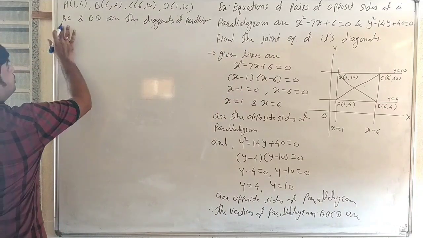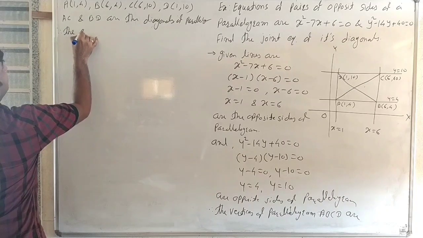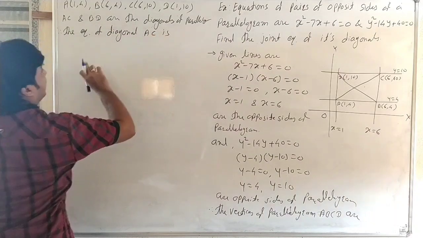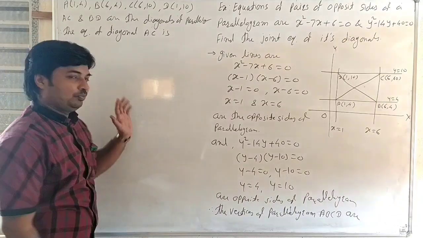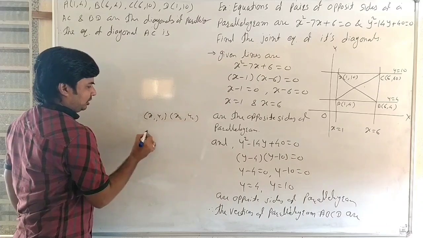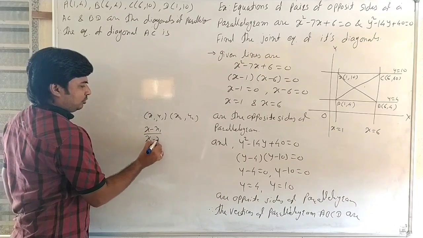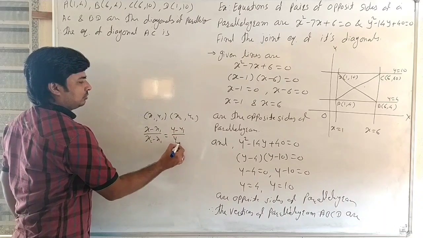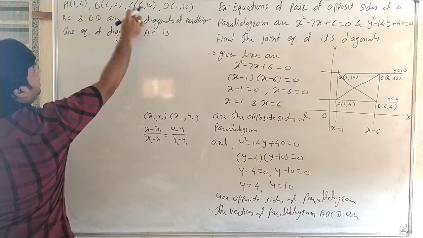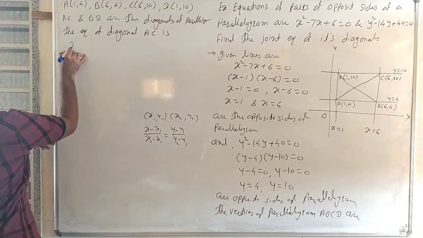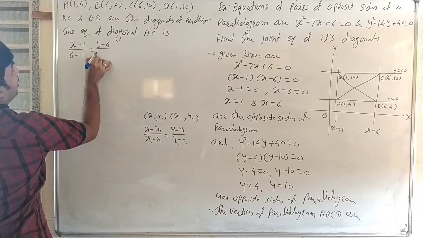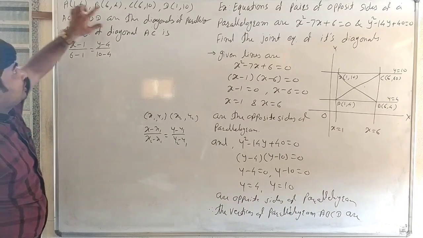Now first find the equation of AC. The equation of a line passing through two points x1 comma y1 and x2 comma y2 is x minus x1 upon x2 minus x1 equal to y minus y1 upon y2 minus y1. Here the points are A and C, x1 y1 and x2 y2.